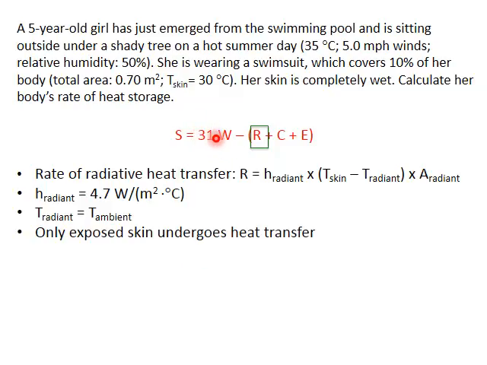So we now have S equals 31 watts minus R plus C plus E, and we can now solve for R. So R is determined by this equation. R equals H radiant times the temperature of the skin minus the temperature of the radiant environment times the surface area that is available for heat transfer. The radiant heat transfer coefficient, again, is 4.7 watts per meter squared per degree Celsius. We're assuming that the temperature of the radiant objects in the environment is equal to the ambient temperature. And we're again assuming that only exposed skin undergoes heat transfer.